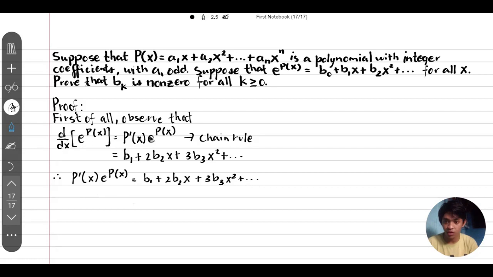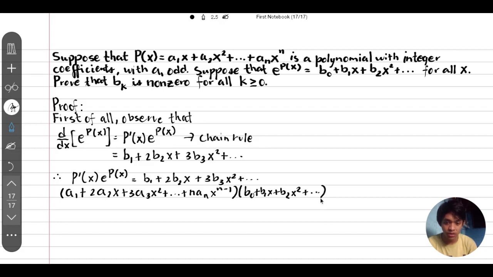And of course, since p of x is given, we can just take its derivative to get p prime of x. We can now expand this accordingly. This is a sub 1, because the first term of p of x differentiates to a sub 1, and next is 2 a sub 2 x plus 3 a sub 3 x squared and so on, up until n a sub n x raised to n minus 1, times the quantity e raised to p of x expanded, which is b sub 0 plus b sub 1 x plus b sub 2 x squared and so on.